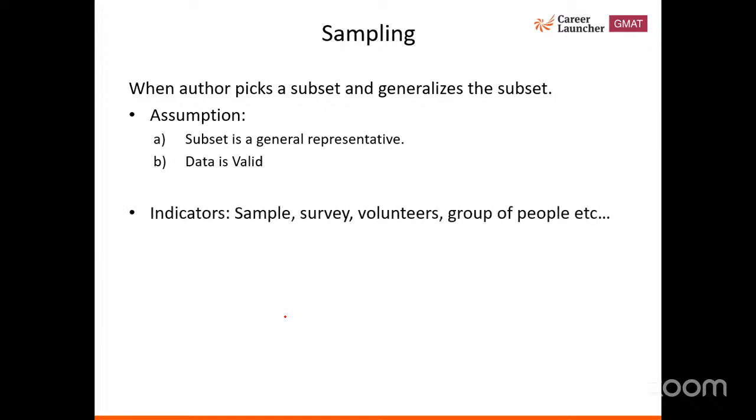So how can you identify it? Usually you'll find indicators such as sample, survey, volunteers, group of people, etc. to help you identify if it is a sampling argument. Remember, these indicators may or may not be there, guys. It's not necessarily true that you'll find these indicators every single time.